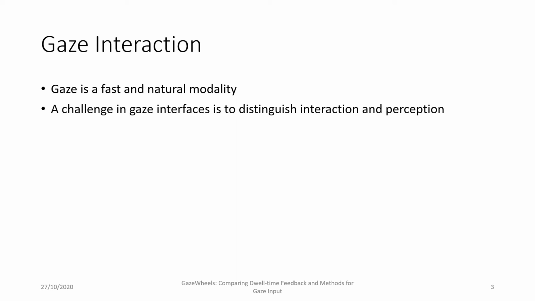So interacting using eye gaze is very promising. Gaze is generally fast. It's, for example, faster to gaze at something rather than to point at it with your mouse pointer. It's also natural to use, so people usually catch up on how to use it really quickly. But a challenge in gaze interfaces is that the system needs to distinguish whether you're looking at a target to select it or if you're looking at it to perceive it. So it has to distinguish interaction and perception. And this is a problem known as the Midas touch problem.